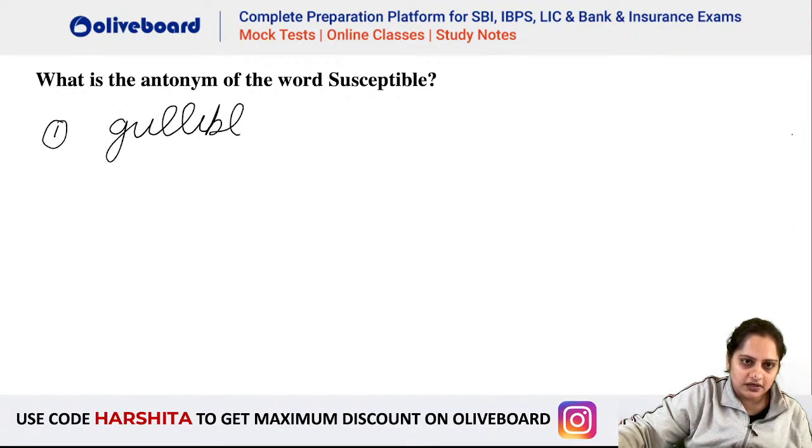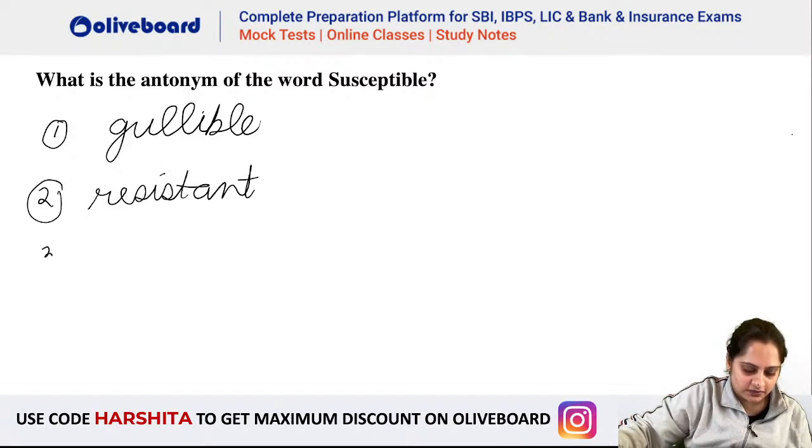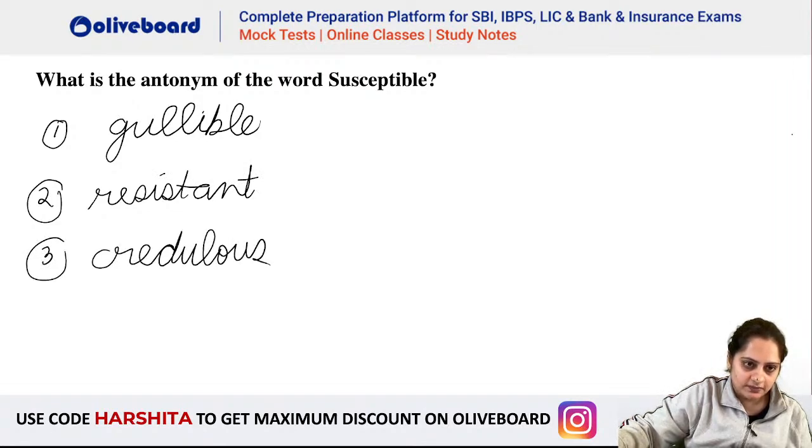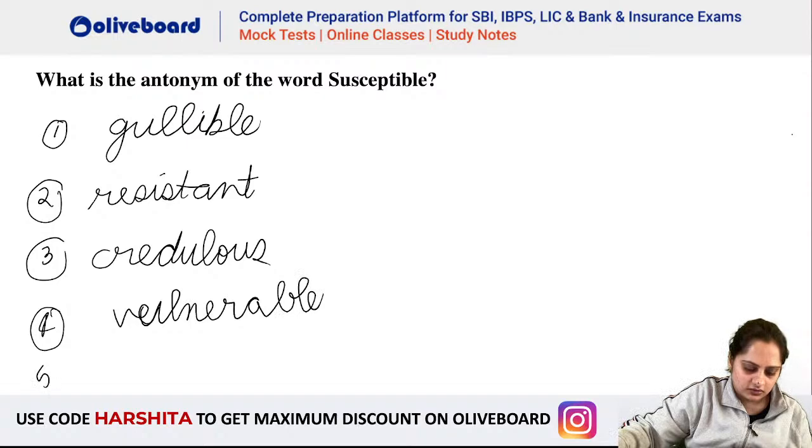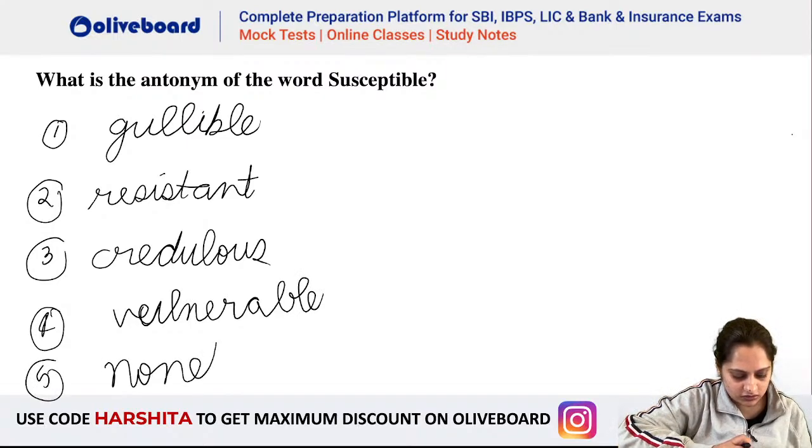This is easy. Gullible is the first word. Then resistant. Susceptible, you have to mark the opposite of susceptible. Okay. Credulous. Vulnerable. And fifth is none of the above. So this is a doable one, very easy one also. I think you can all give this correctly. Last question of RC.